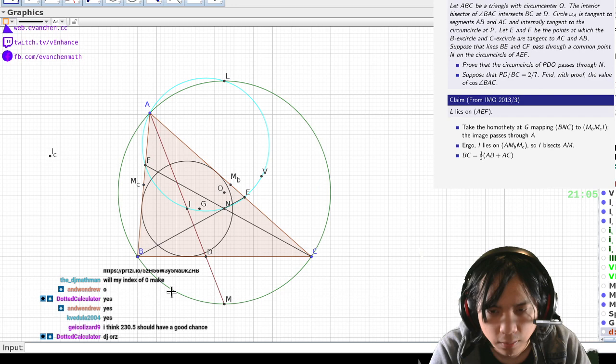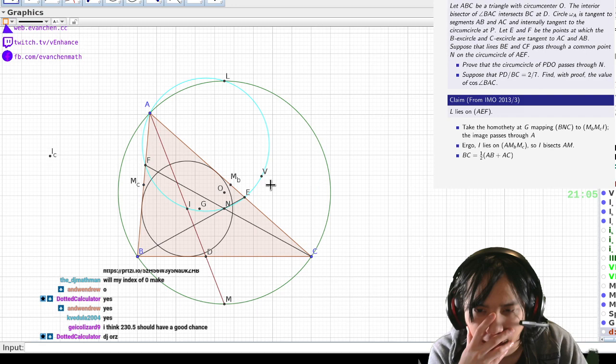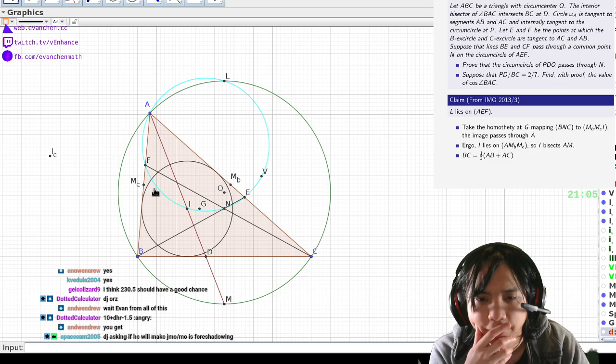Man, I didn't write it down. Oh crap. So if I is the midpoint... Oh yeah, I lies in the circle because the Bevan point is like, okay, A, L, V, E, F are unconditionally cyclic, and then O, V.